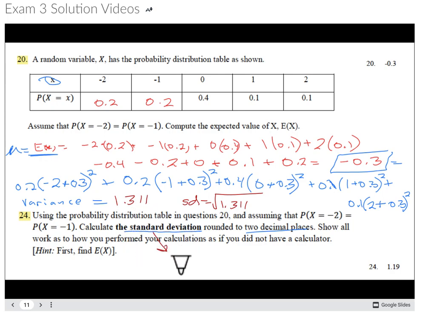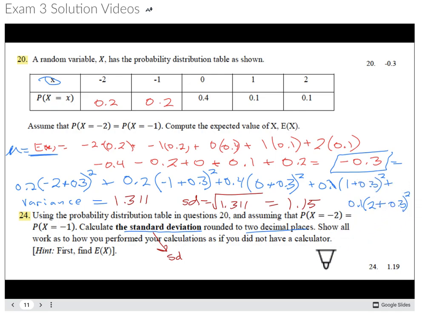Standard deviation. I guess I could just do it up here. 1.15 rounded to 2 decimal places. 1.19. Where did we go wrong here? Okay, so let's get that. 2.24. Okay, so this all looks good.